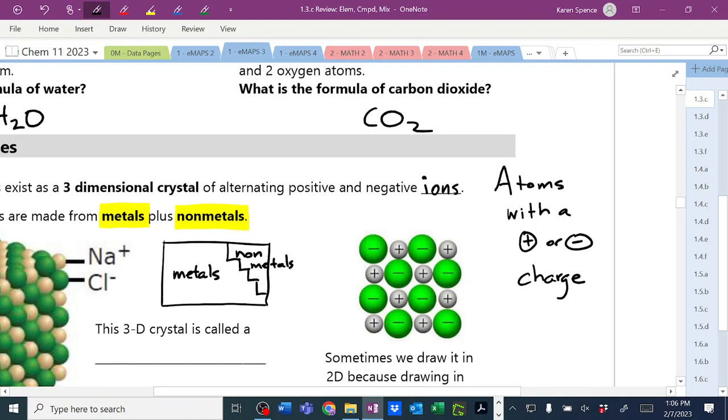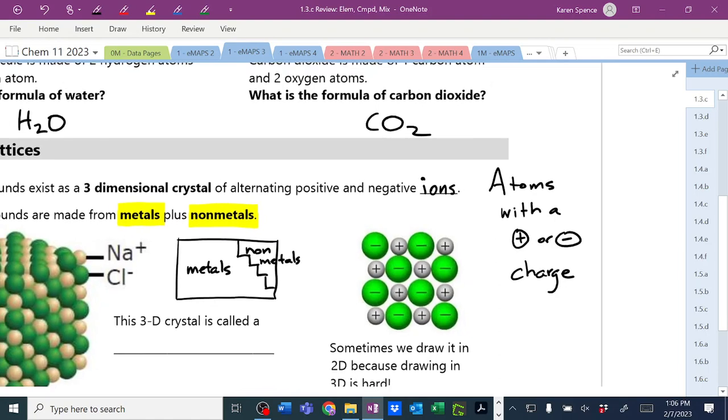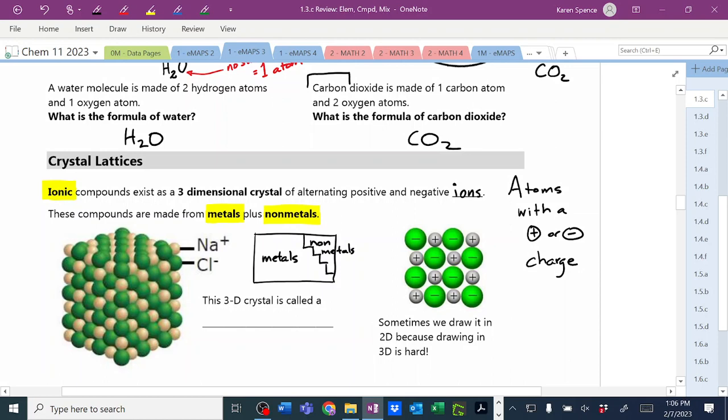Okay, so we have a three-dimensional crystal consisting of alternating positive and negative ions. So it goes metal, non-metal, metal, non-metal, metal, non-metal. And this 3D crystal is called a crystal lattice. L-A-T-T-I-C-E, lattice.